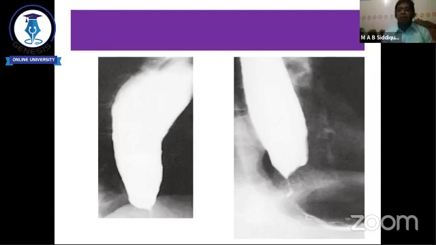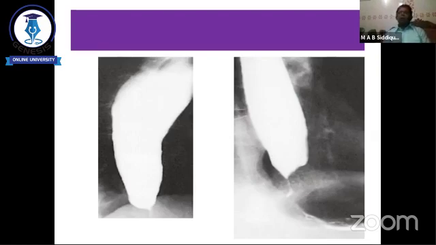So the same dye is used to visualize the GI tract, but according to the pathology we want to see, the name changes: barium swallow for the esophagus, barium meal for the stomach, barium follow through for the small intestine, and barium enema for the large intestine.